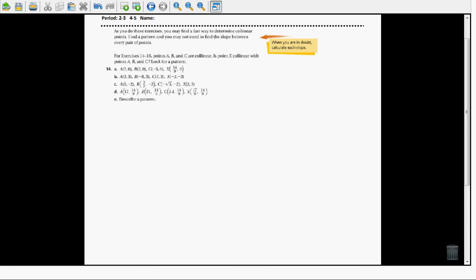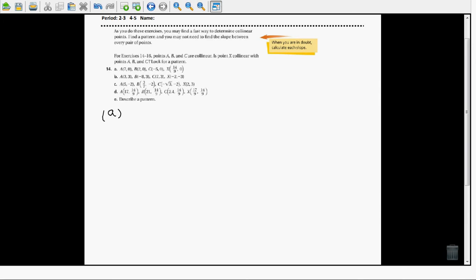Problem 14. As you do these exercises, you may find a fast way to determine collinear points. Find a pattern and you may not need to find the slope between every pair of points. I love this kind of problem. The faster you find the pattern, the less work you need to do. For exercises 14 to 16, points A, B, C are collinear. Is point X collinear with points A, B, and C? Look for a pattern.